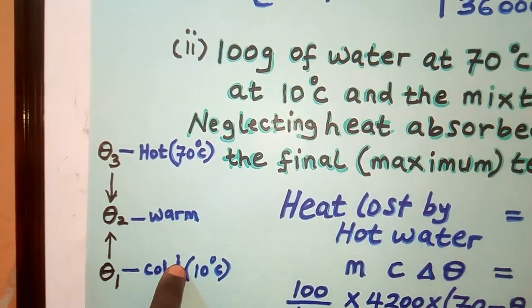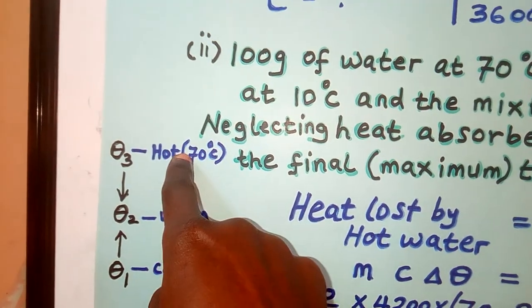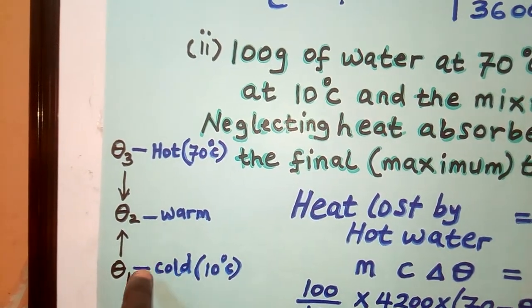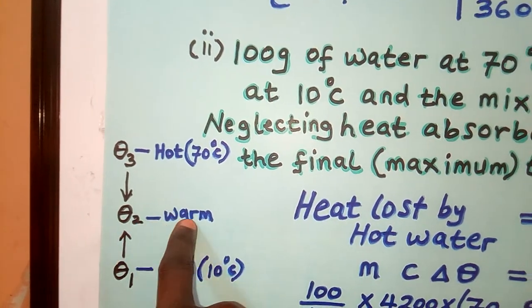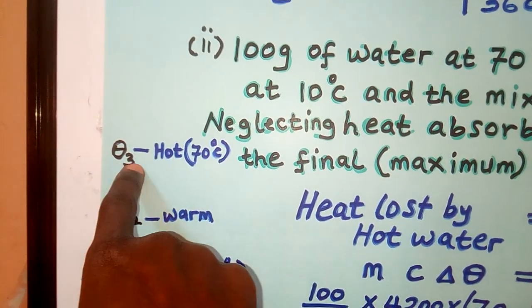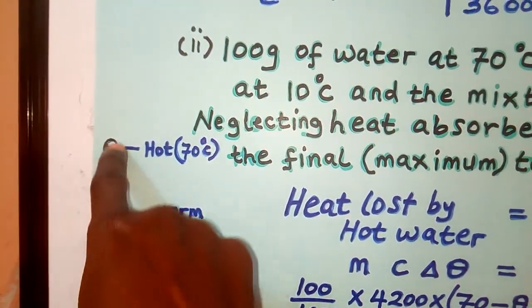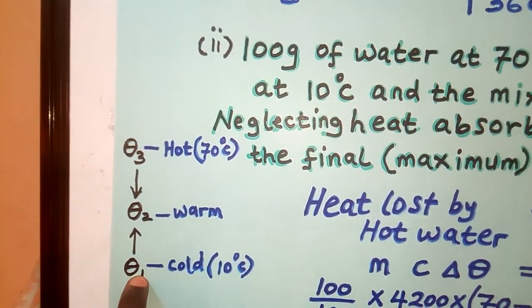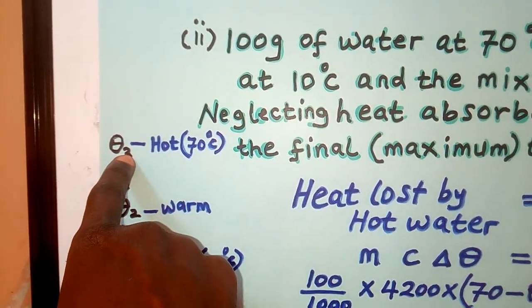The temperature of warm water is always greater than cold water, but less than hot water. So it is in the middle between the hot water and cold water. We shall have the lowest for cold water, followed by the warm water, and then the hottest is 70, which is theta 3. So we have 3 temperatures: the smallest is the cold water, followed by warm water, and finally the hot water.